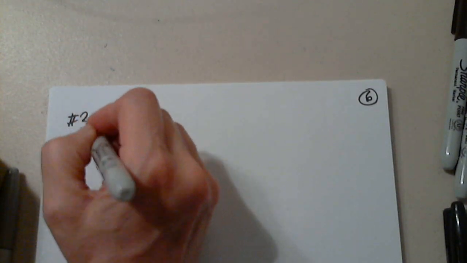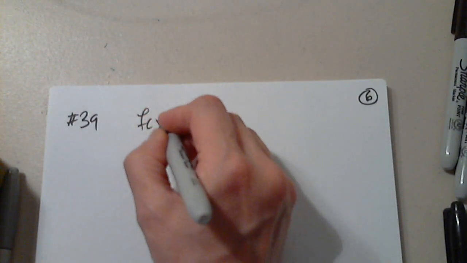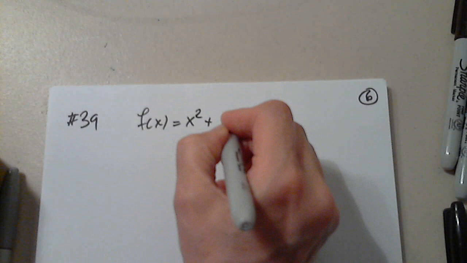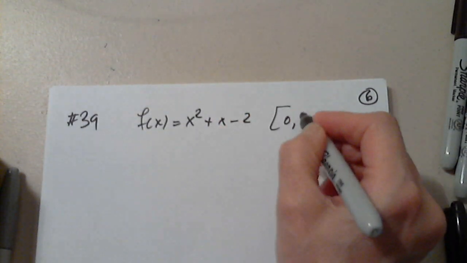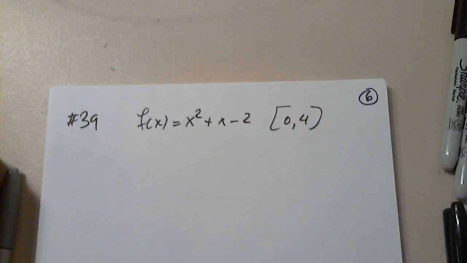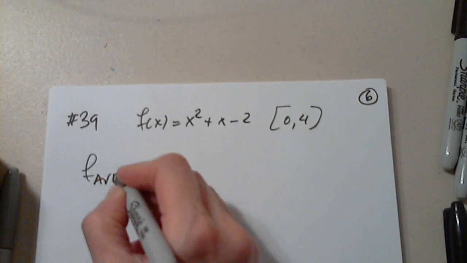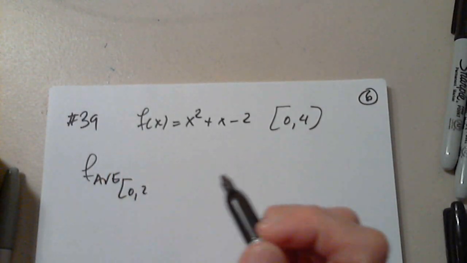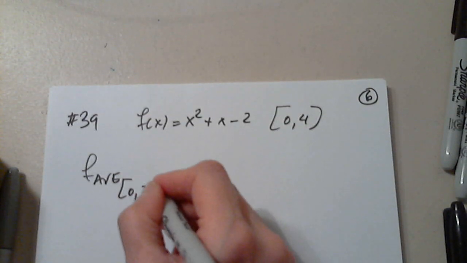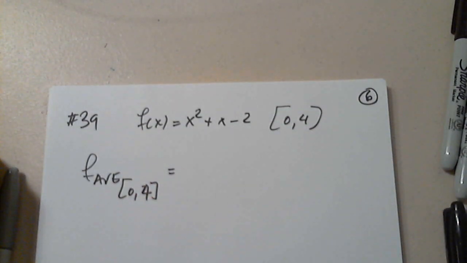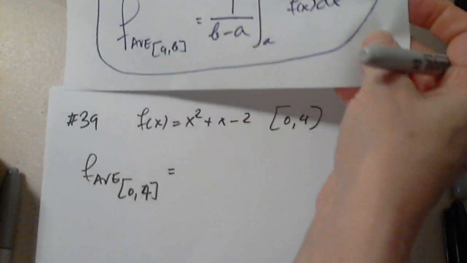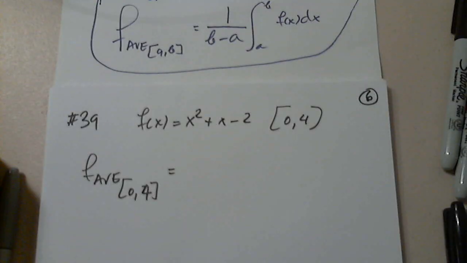Okay, let's start with 39, and then we choose another. So 39, f of x, an easy one, x squared plus x minus 2. The interval is 0, 4. And we want to find f average on the interval 0, 4. How do I start? How do I write it? Can anyone give us a hint?